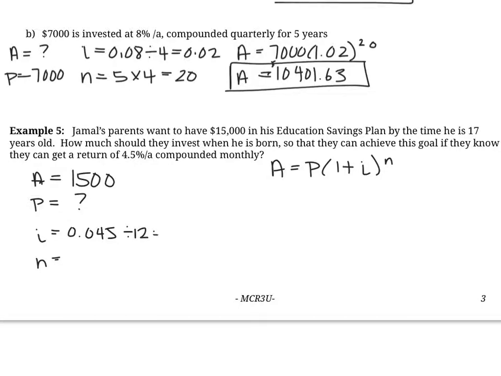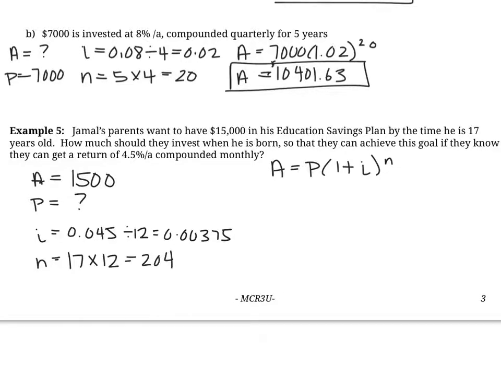Which is going to give us 0.00375. Take as many decimal places as you can, because as I said, if you miss one number, your answer could be quite a few dollars off. So the number of times that they're going to earn this return is, they're investing it for 17 years and it's compounded monthly. So 17 times 12, which is 204 times.